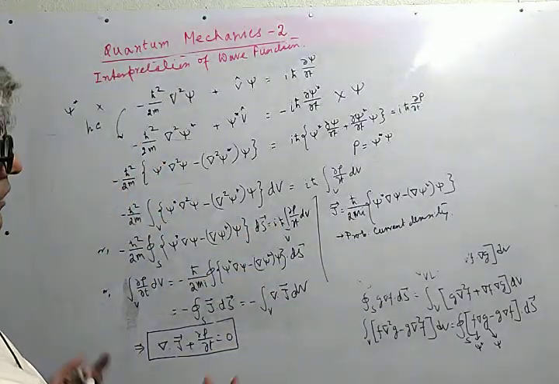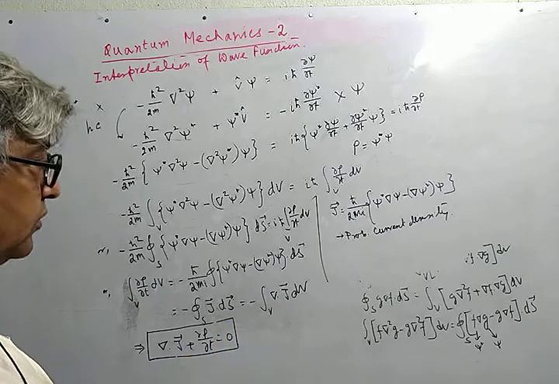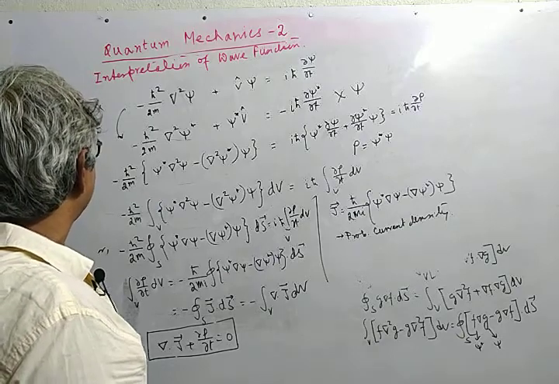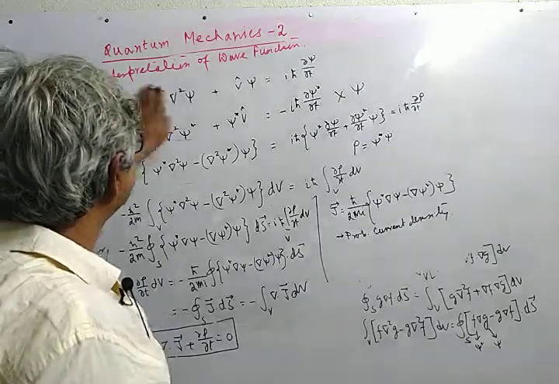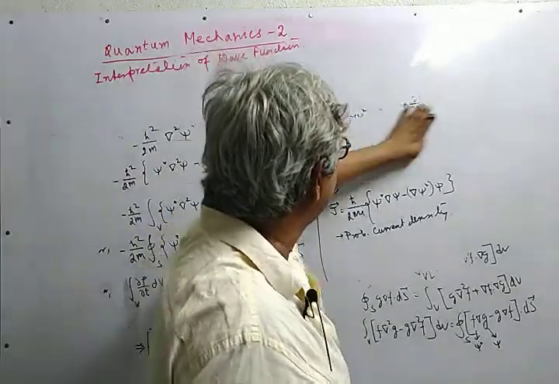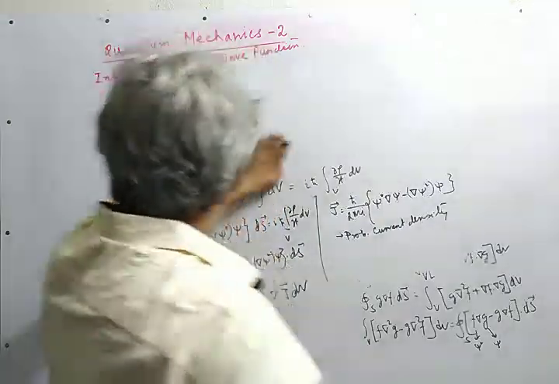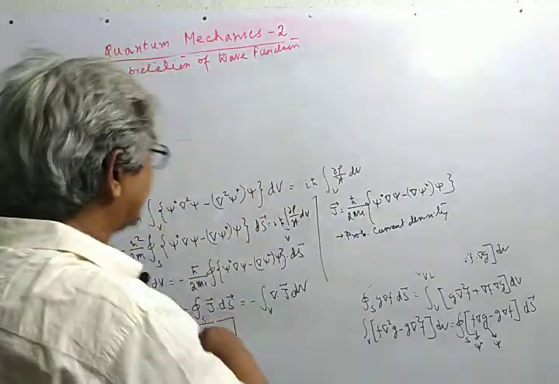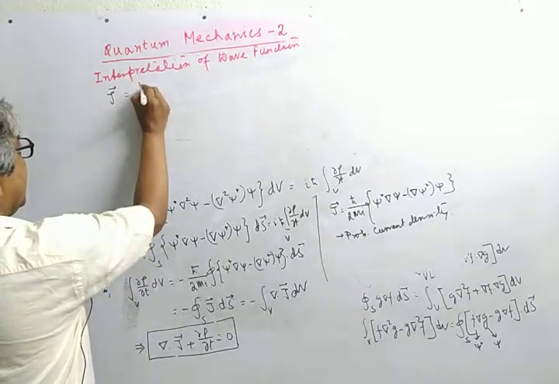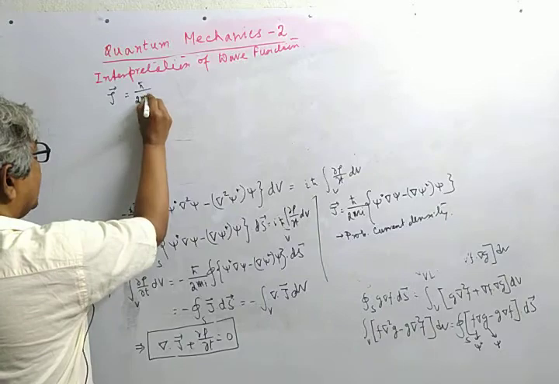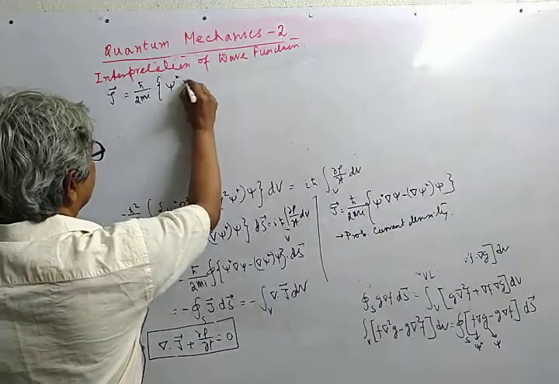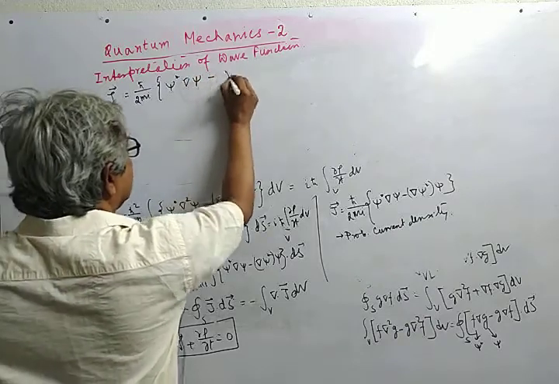How J behaves for the different types of wave that we know, we want to study that, how the form of J changes for different types of wave. So we first write the expression for J, probability current density, is equal to h line by twice m i, psi star grad psi minus.